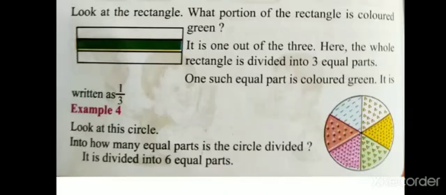And now, how many parts of the circle are marked with dots? There are 6 parts inside the circle. Among that, 2 parts are marked with dots. That's why we will write it as 2 by 6.